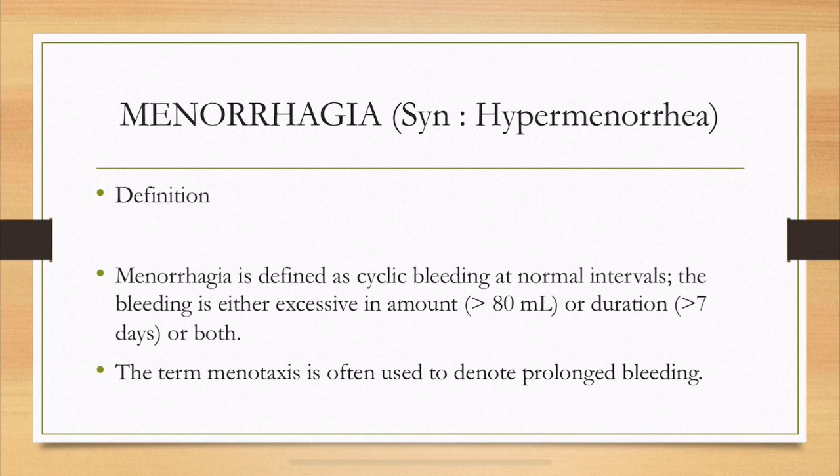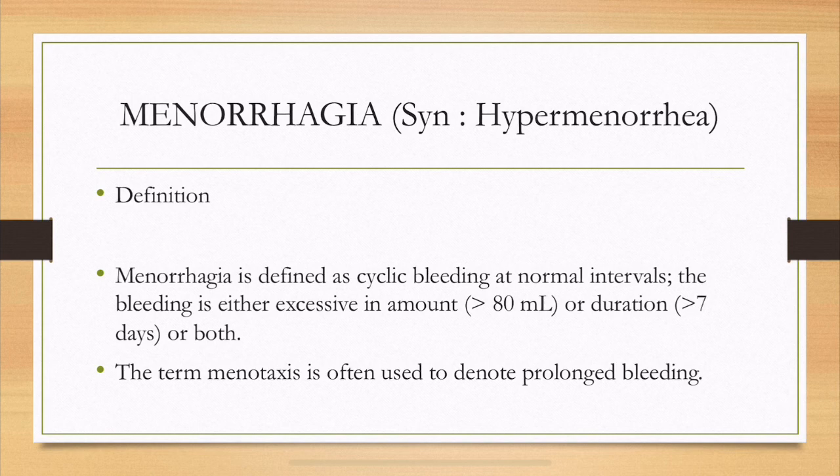The bleeding is either excessive in amount, more than 80 ml, or the duration is prolonged to more than 7 days, or both. Since the cycles are regular, what is the abnormality here? The bleeding is in excessive amount, either more than 80 ml or the duration prolonged to more than 7 days. Then it is known as menorrhagia. The term menostaxis is often used to denote prolonged bleeding.